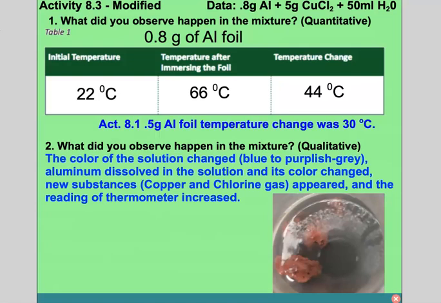Other observations, the qualitative observations, were very similar to what we saw in activity 8.1 modified. The difference was that we had an increase in temperature change by 14 degrees Celsius. We had a little more chlorine gas produced, and it appeared as though we had a little more copper produced than what we had the first time. And you should have noticed larger bubbles.